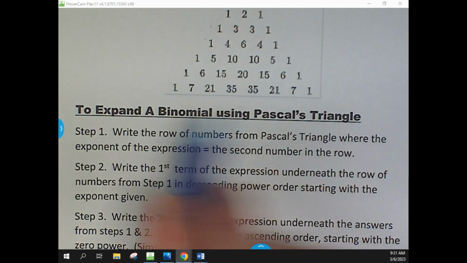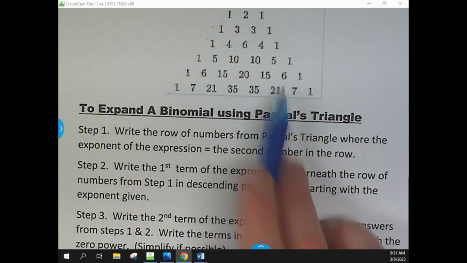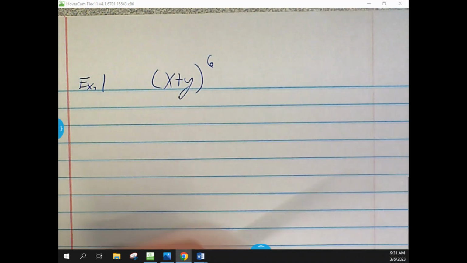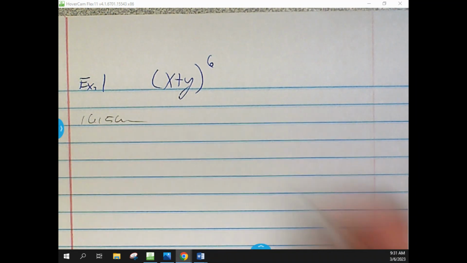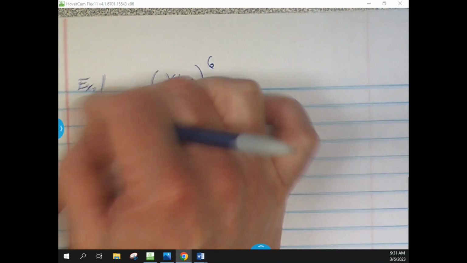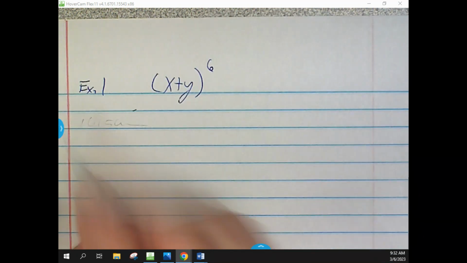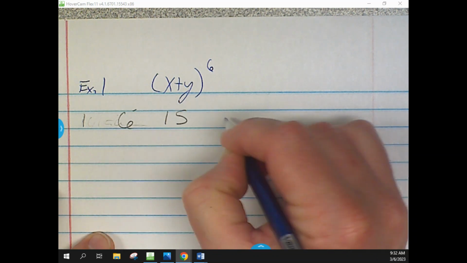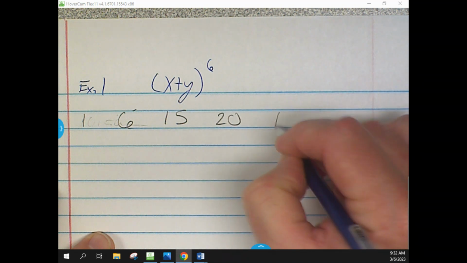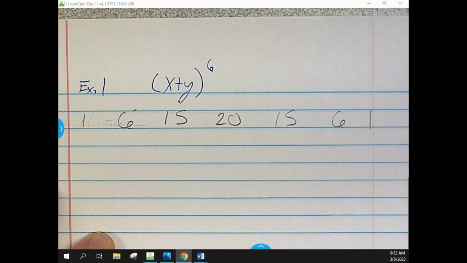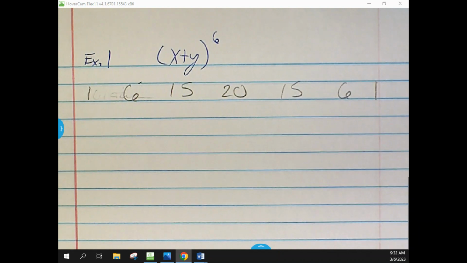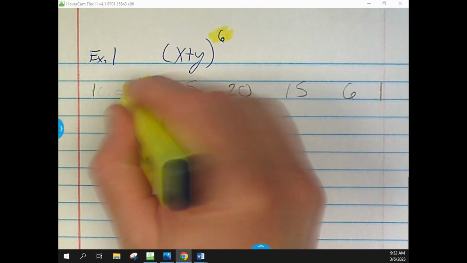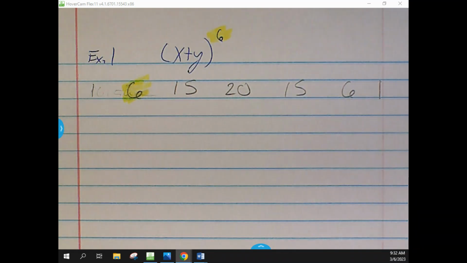So we're going to do those numbers 1, 6, 15, 20, 15, 6, 1, and we're going to write those down. And when you write these numbers down, don't write them really close together. Space them out because that's where we're going to have room to show our work. So we're going to have 1, 6, 15, 20, 15, 6, and 1. And again, whatever your power is, that needs to match up with the second number of the row of Pascal's triangle that we're working with.